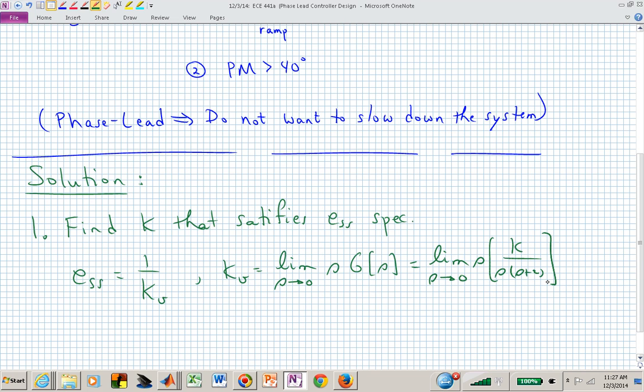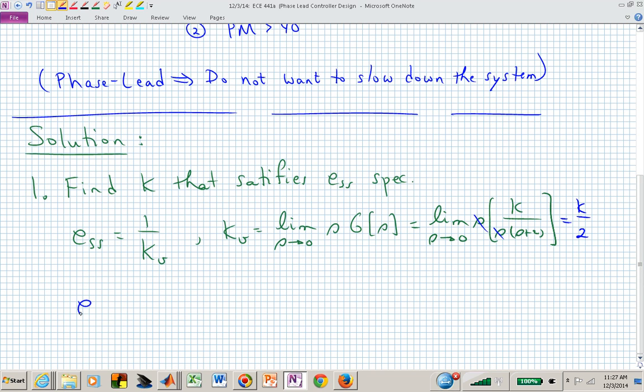The result of applying the limiting process to this expression allows us to quickly see that the S in the denominator gets canceled with the S in the S times G of S expression. We let S go to 0, and we're left with K over 2.